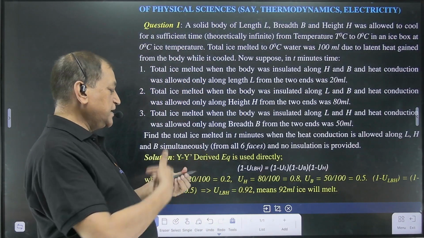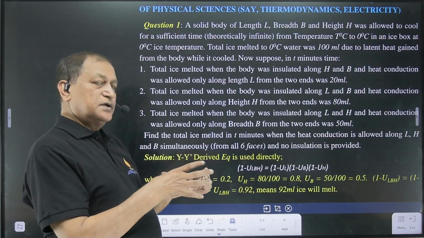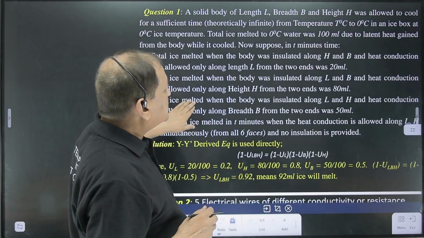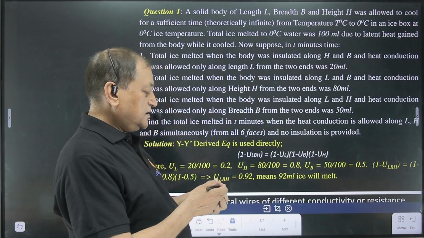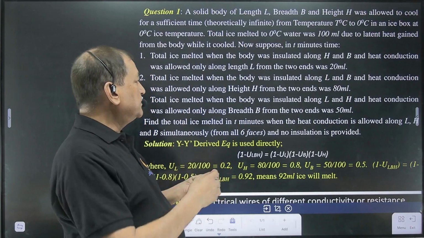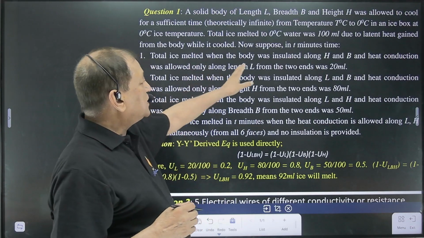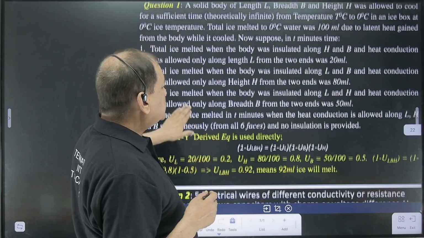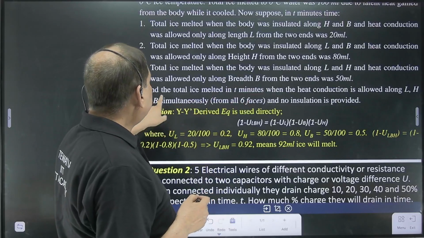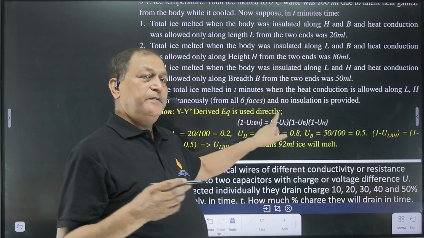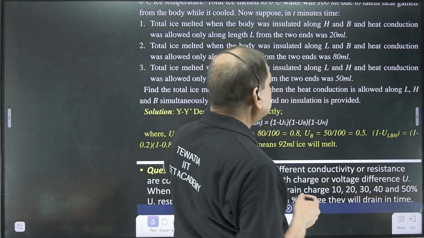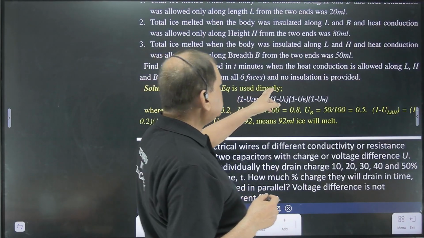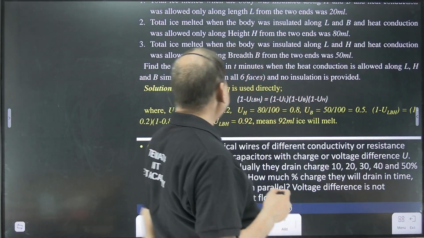Similarly, now we are insulating like this, and it is flowing through the sides, two sides. Then it may be, say, 80 ml. Then with top and bottom, like length, breadth and height, so two faces, two faces, two faces. Individually they are given like this. So find the total ice melted in T minutes, same time, when the heat conduction is allowed along L, H and B simultaneously from all six faces, and no insulation is provided.